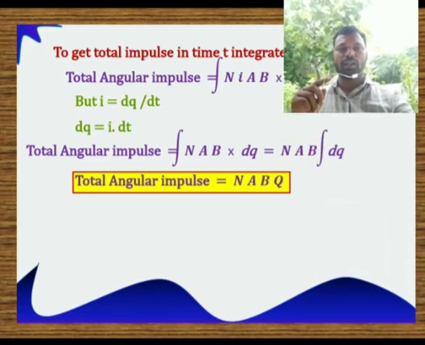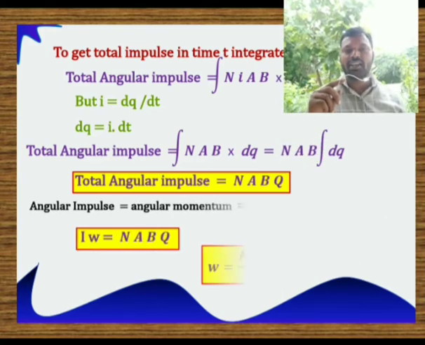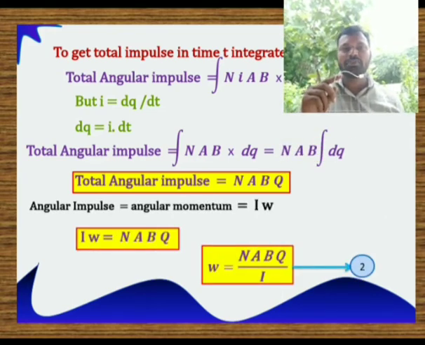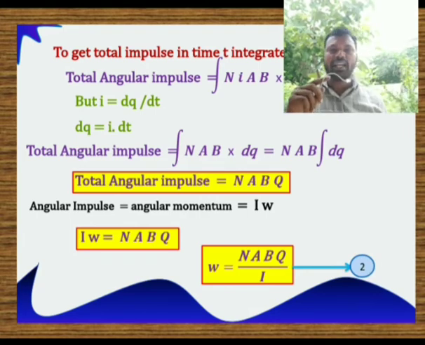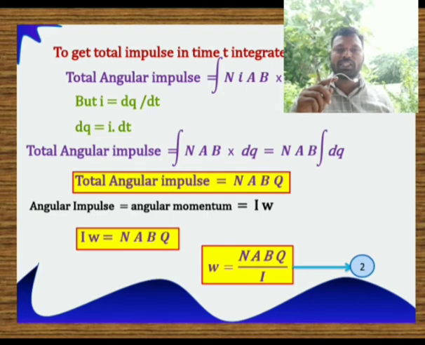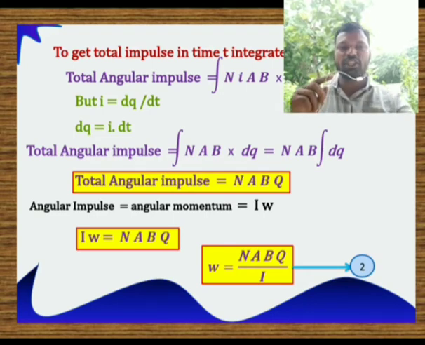NABQ. Now, what is angular impulse? It is nothing but angular momentum. The angular momentum formula is I into omega. So equate NABQ is equal to I omega. From that find out omega, that is equation 2.